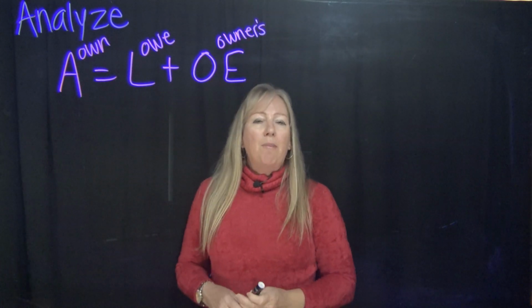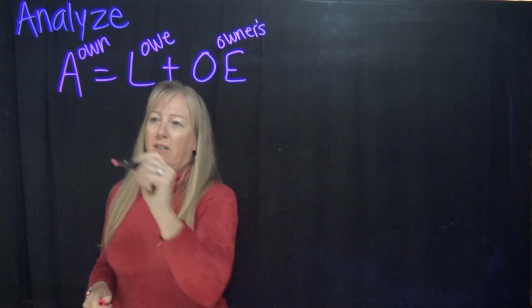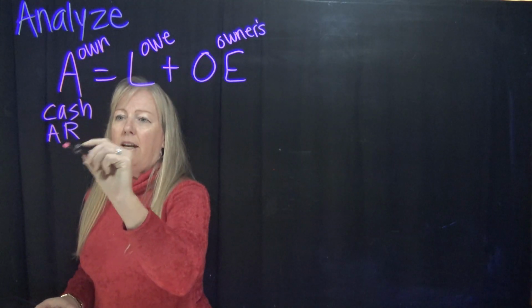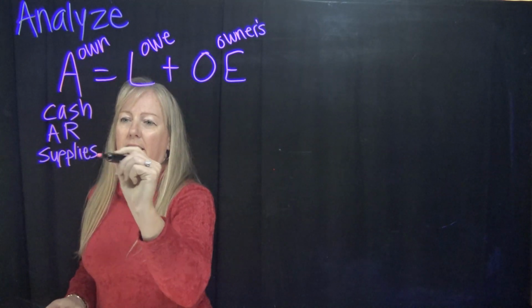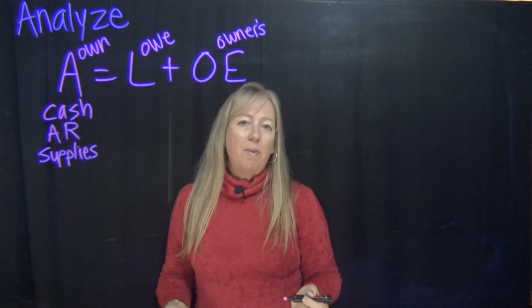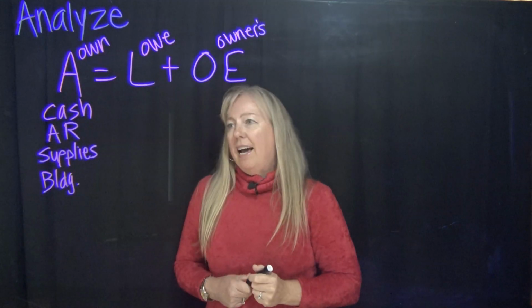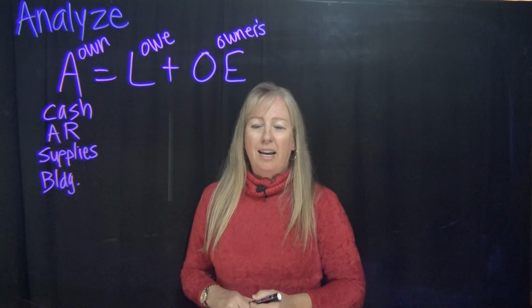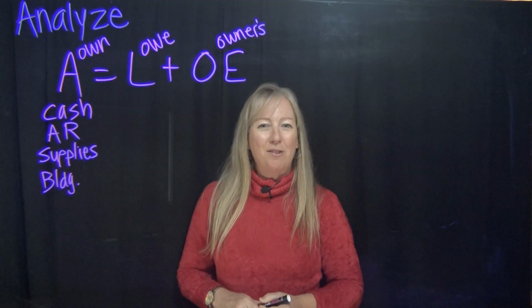As a reminder, a couple of things we're going to see under assets. We'll always start with cash. Another common one that we'll see is accounts receivable. Another common one is supplies. And we'll get into our long-term assets like building and equipment. The assets do need to be prepared in the order of liquidity. Cash is always first. As a reminder, AR stands for accounts receivable.